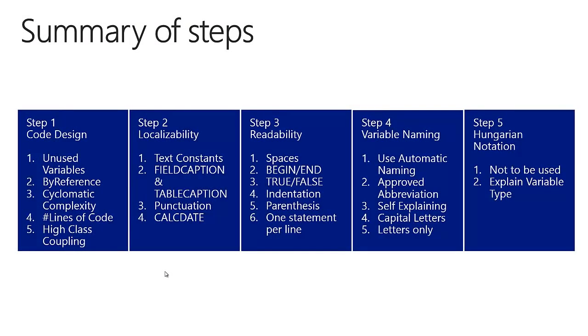In this video we went through the CAL coding guidelines in 5 steps. We talked about code design, localizability, readability, variable naming and Hungarian notation.